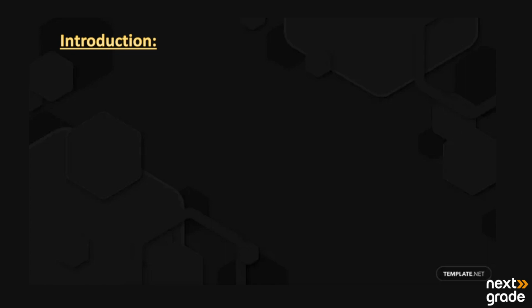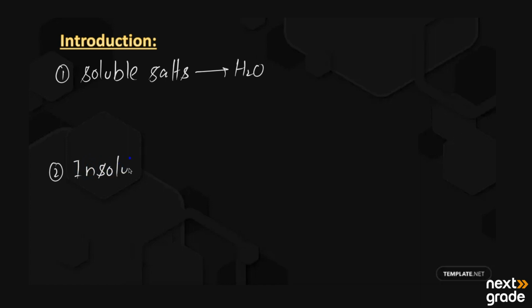Mainly there are two types of salts. The number one type of salt we have is soluble salt, and these salts are soluble in water. And the second type we have is insoluble salts, and these insoluble salts do not get dissolved in water. So these are the two main types of salts.